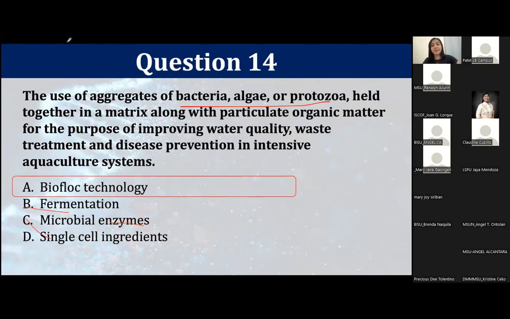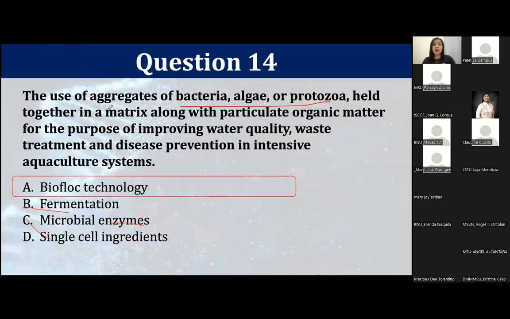Okay, sige, biofloc technology, very good. So nakita niyo na ito class before, si biofloc. Alam niyo kung ano itsura nito? You can type yes or no on the chat box. Wala? Opo, okay. How about the others? Si biofloc, yes. Okay, very good.